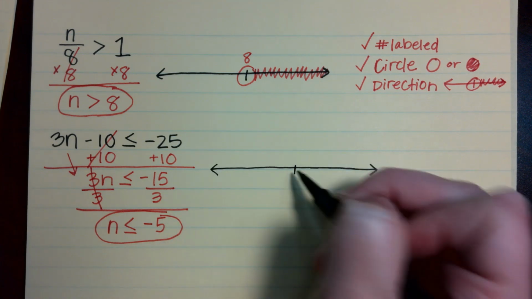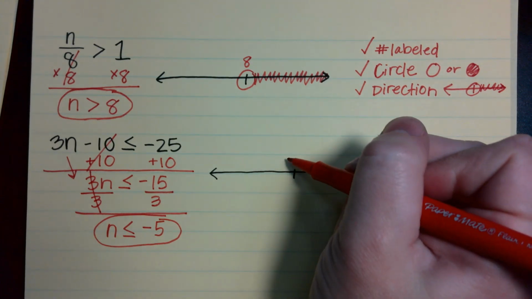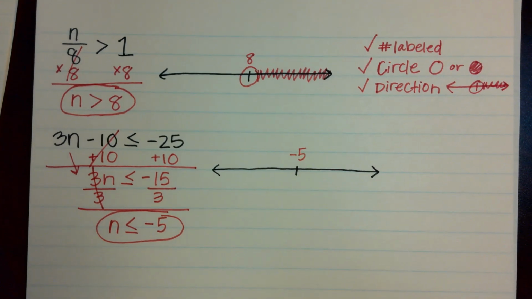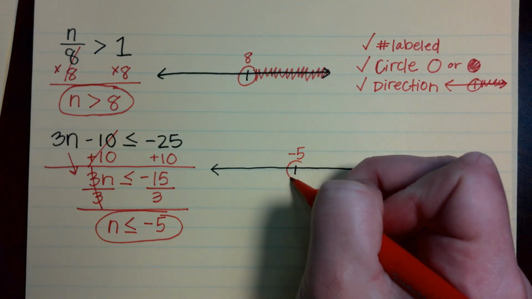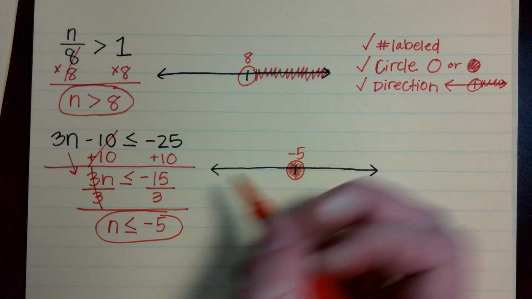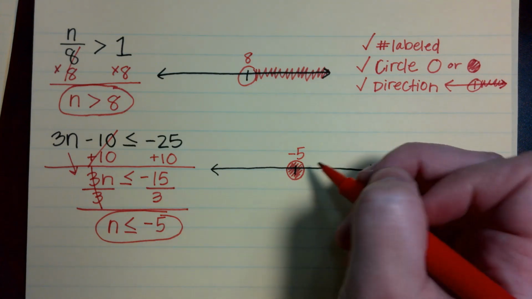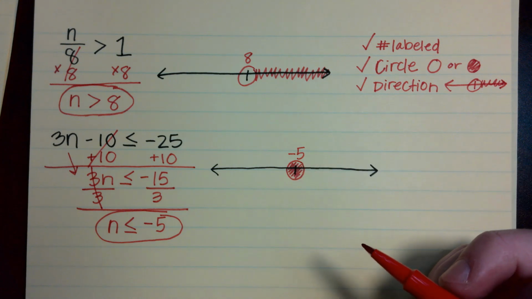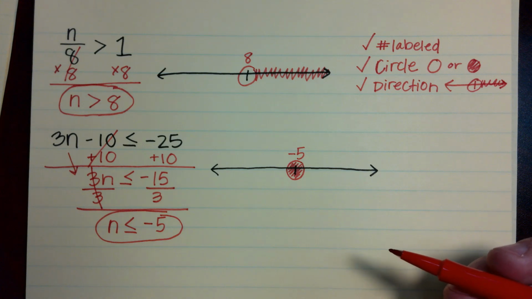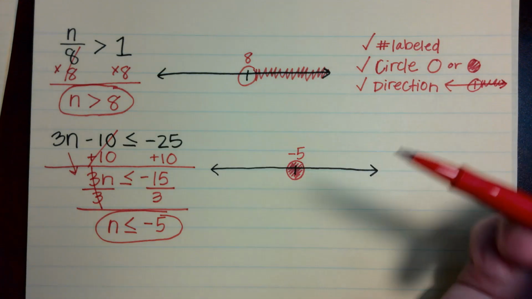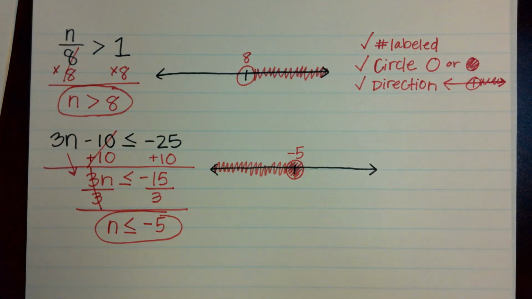Now let's draw the graph. What number am I going to label? -5. Perfect. Now I need to draw my circle. Is it going to be open or closed? Closed. I need to fill my circle in because n is less than or equal to -5. So we want to show that -5 is part of that solution. And then which direction do we shade? To the left. We're shading in all the numbers that are less than -5.